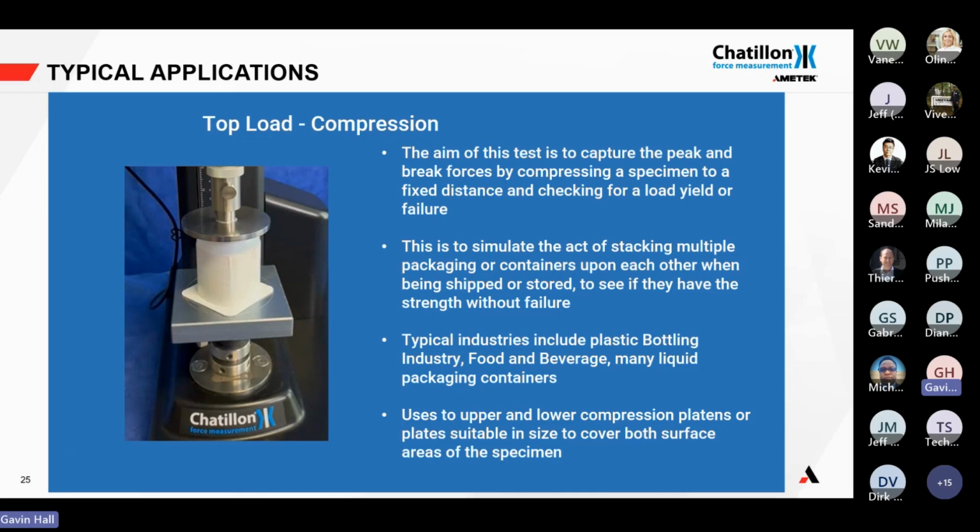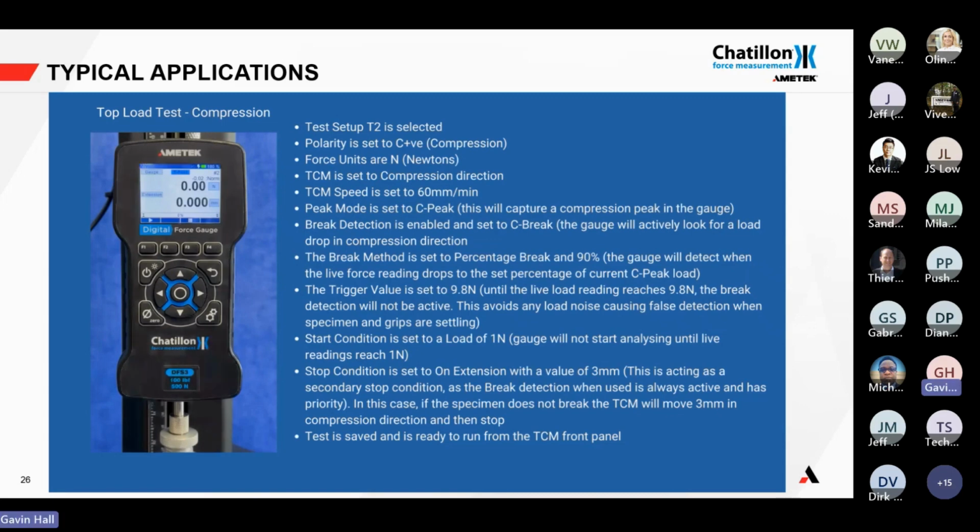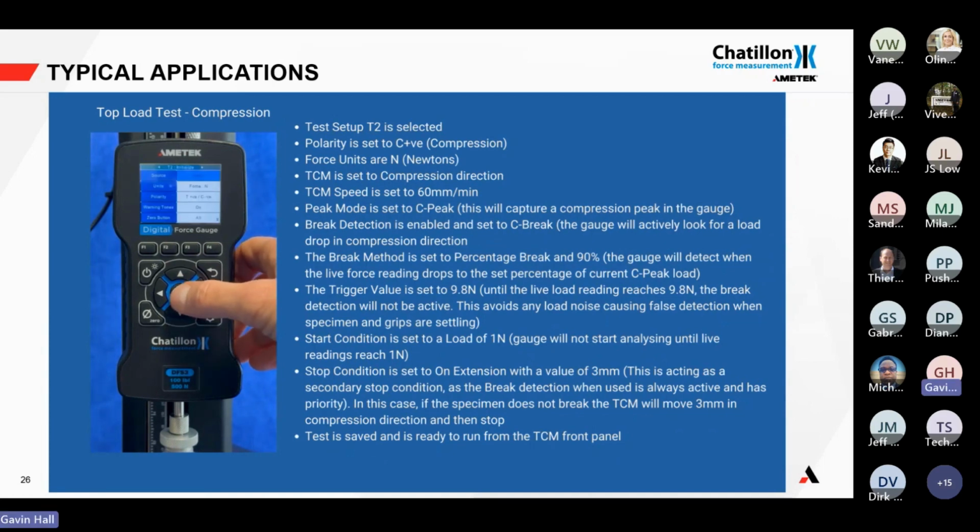Typical industries are the bottling industry, food and beverage, and many liquid packaging containers. It uses upper and lower compression platens, and the platens obviously must be of a surface area to cover the area of the specimen or more. Again, a number of setup functions. This time it's compression positive.